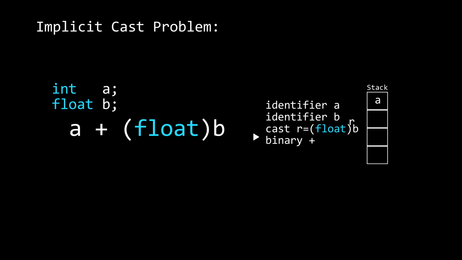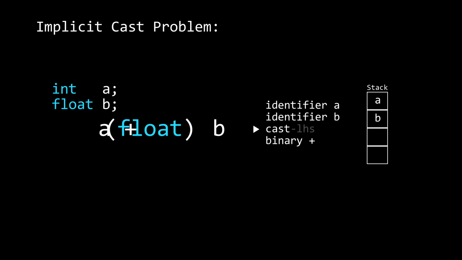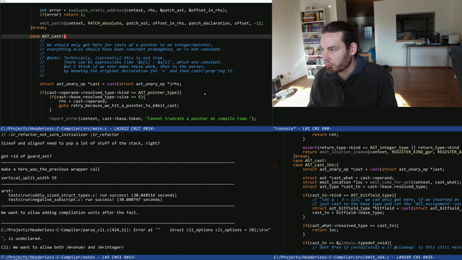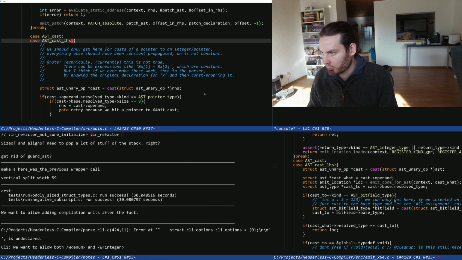Here the solution I came up with is to introduce a new node, an AST cast left-hand side. Then instead of operating on the top of the stack, this new AST cast left-hand side will operate on the second entry of the stack. And to make this new node work with the old system, I will for now simply treat it the same as AST cast. But wait, that means that there is currently no functional difference between AST cast and AST cast left-hand side. And that means we could be choosing the wrong one in a bunch of places.